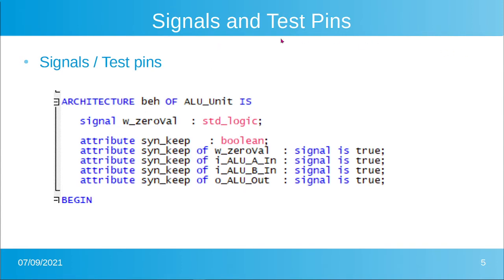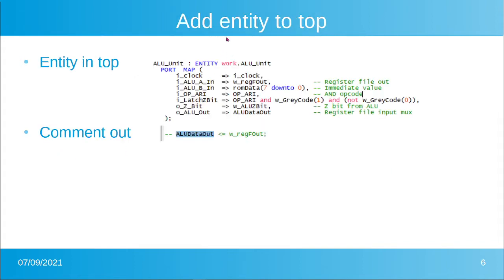The signals and test pins here, we'll add those for signal taps so we can see what's going on with the ALU, and then we'll add those signals and compile. Having those signals, the ALU ins and outs, and the 0 value will give us a good idea of what's going on inside of the ALU. The entity that gets added to the CPU_001 VHDL file is that ALU unit.